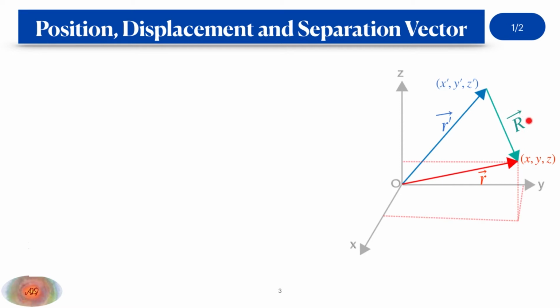This capital R here is not a position vector, rather it will be called a separation vector, because from the rule of addition or subtraction that I discussed in my last lecture, you can easily find out that R is nothing but the difference between these two points.